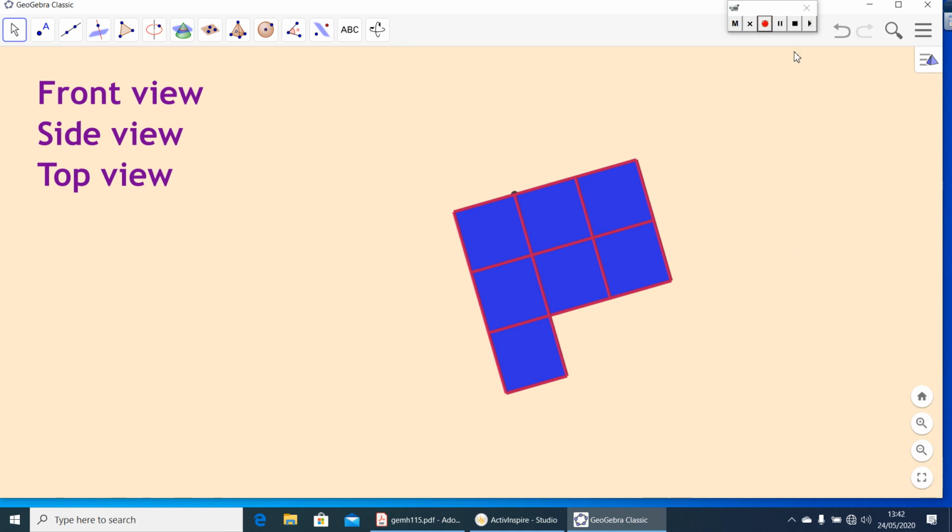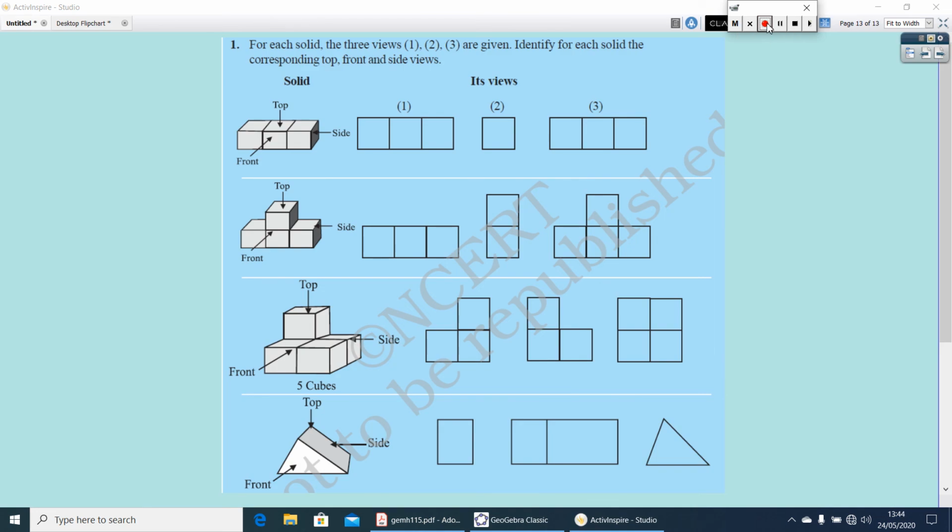Now let us have some questions. Here, for each solid, the 3 views 1, 2 and 3 are given. Identify for each solid the corresponding top, front and side views. That means this is the figure. You have to say which view it is. This one, of course, will be the front view. Second one will be the side view, and third one, again, is just like a front view. It is the top view.